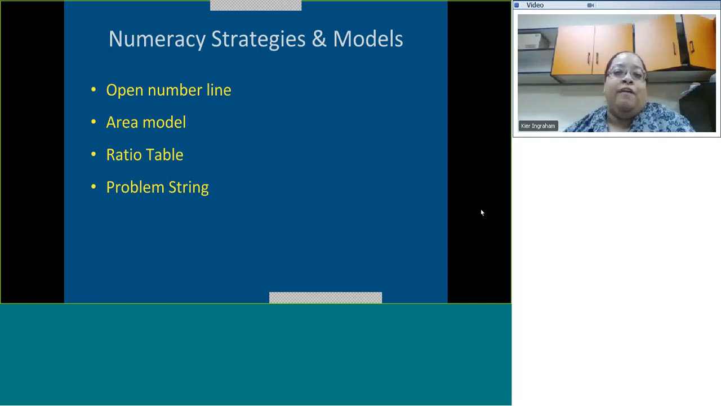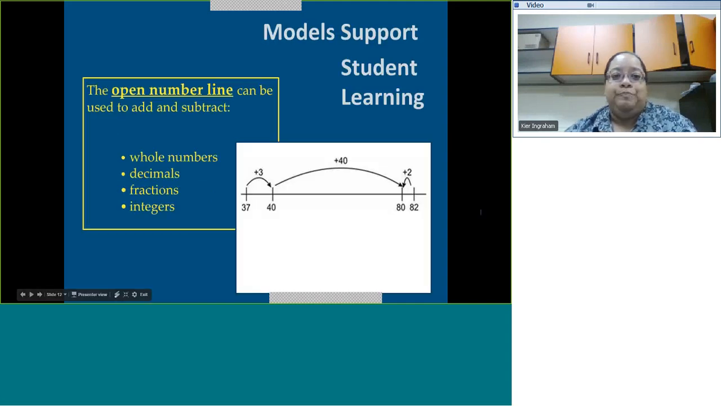Okay, so you do have the handout of some of the strategies, and we just wanted to give you some samples of the strategies that my teachers in particular have been working with. They were trained during the summer, and they started teaching students these particular strategies in the classroom. So we have open number line, area model or arrays, and we have the ratio table, and then we have problem strings. So your open number line can be used to add and subtract, and you can use it with whole numbers, decimals, fractions, integers.